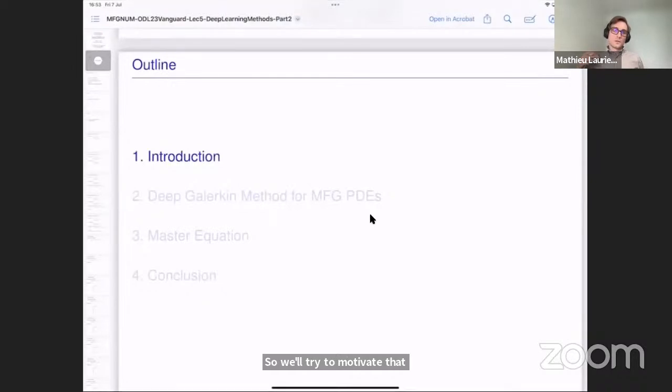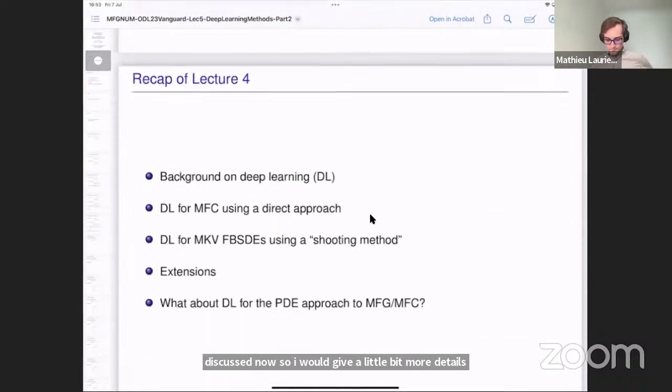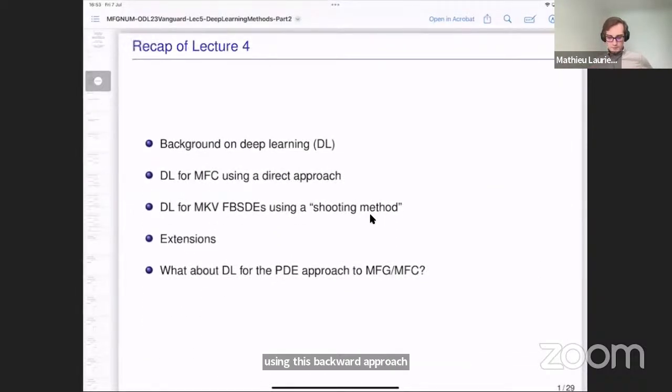Mainly two sections. Mean field game PDEs, in the sense of PDE systems, forward-backward, or the ergodic version, and the counterpart to this, using the so-called deep Galerkin method introduced by Sirignano and Spiliopoulos. And the next point is about the master equation. So I will present two methods, one for finite state master equation and the other one for continuous space. In fact, the one for continuous space is the one I just discussed now. So I will give a little bit more details using this backward approach with symmetric neural networks.